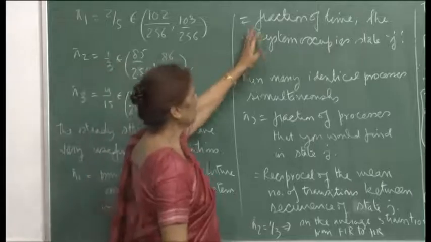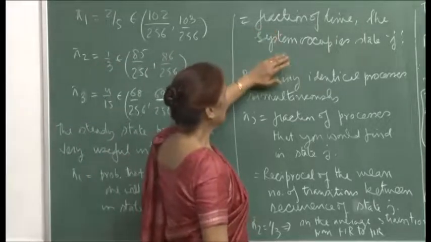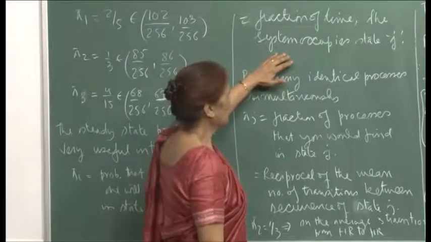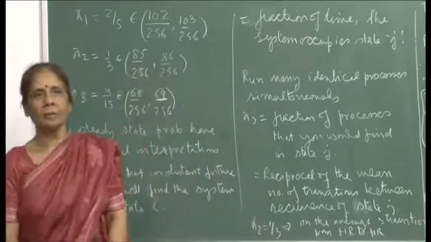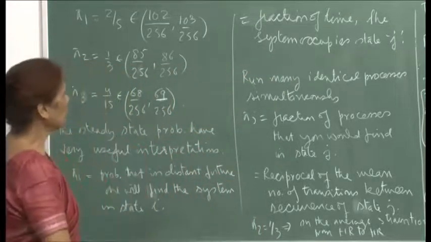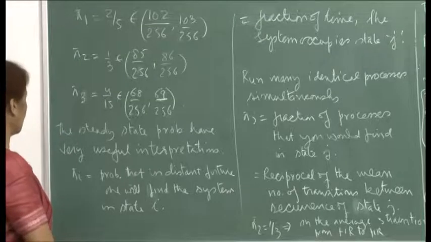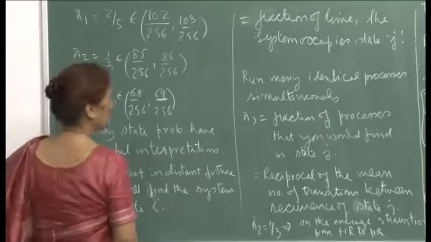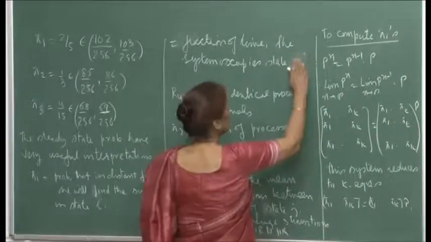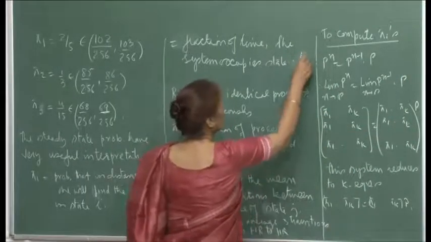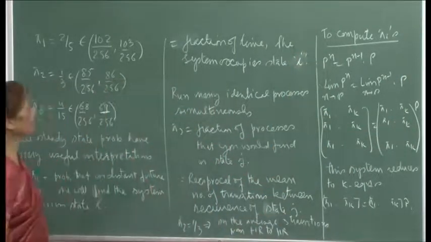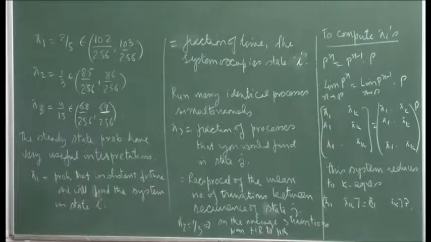Then you can also interpret this as the fraction of time the system occupies state j, the fraction of time the system is occupying the state j. Oh, I am writing pi j, so it should be pi i here, sorry, this is i. So, the fraction of time the system occupies state i.